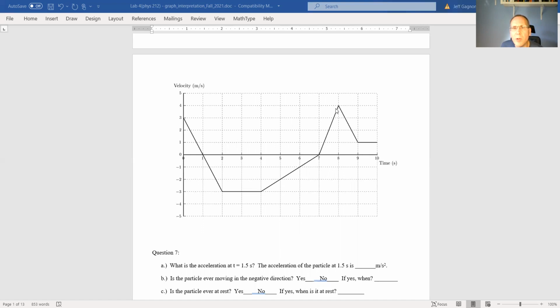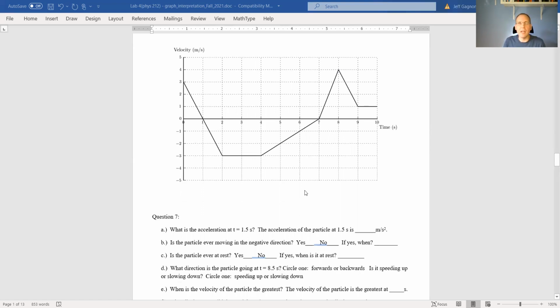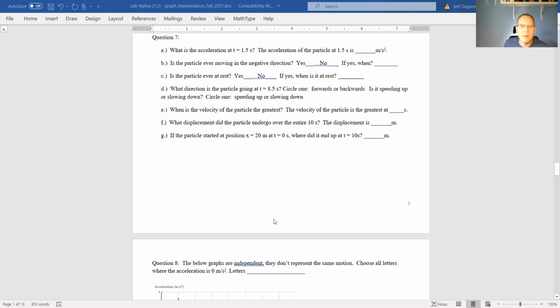Probably what you want to do is break this up into a triangle like this, right? That triangle, then maybe this one, and then this rectangle here. And that's all going to be positive displacement, right? Because the velocity is positive. So you're going to answer questions about that particular graph.